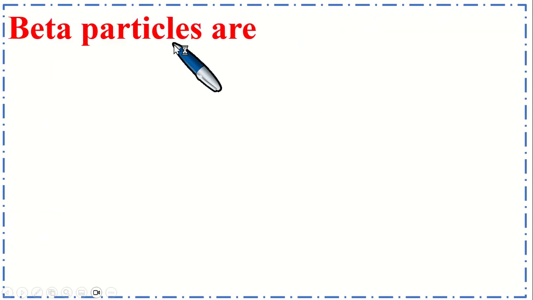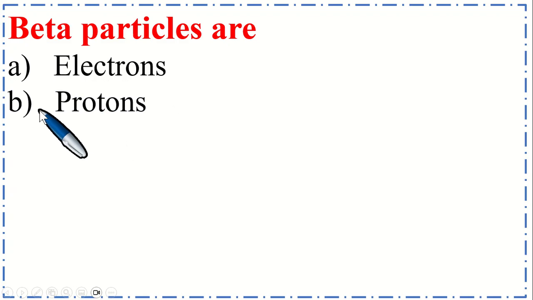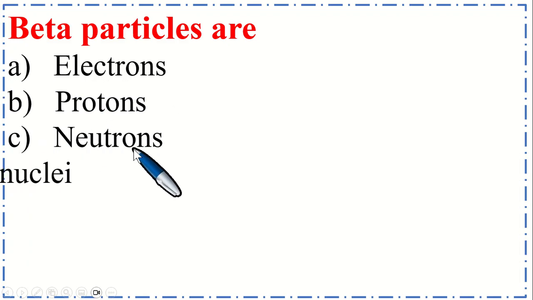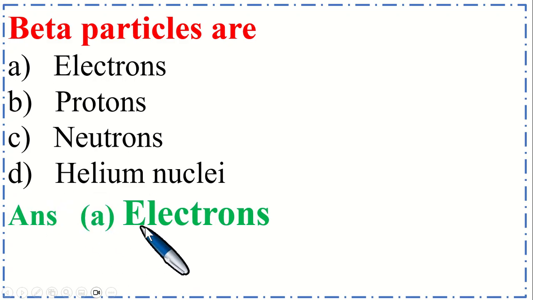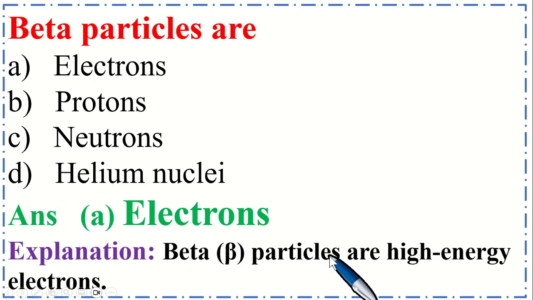Beta particles are: option A, electrons; B, protons; C, neutrons; and option D, helium nuclei. So the correct option is A, electrons. Beta particles are high energy electrons.